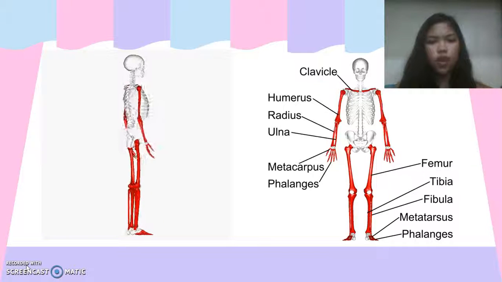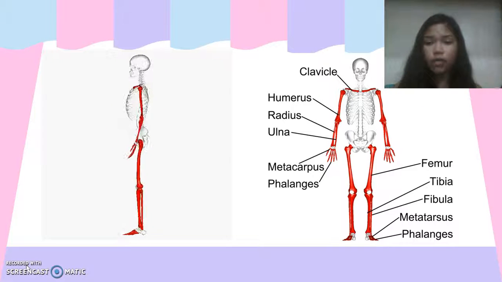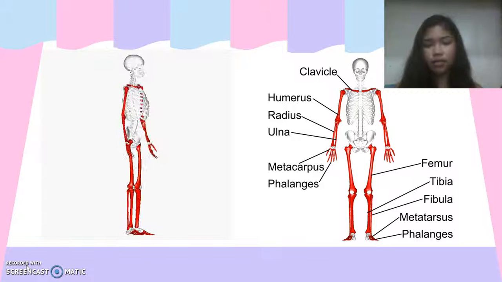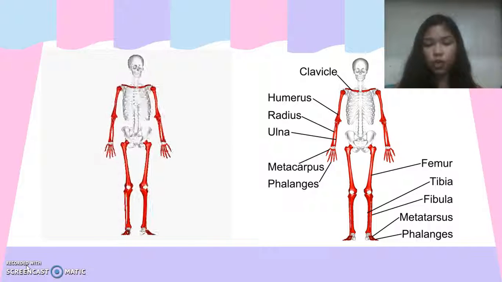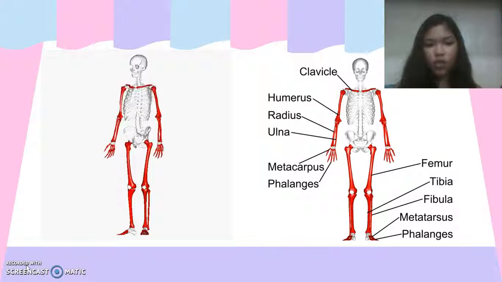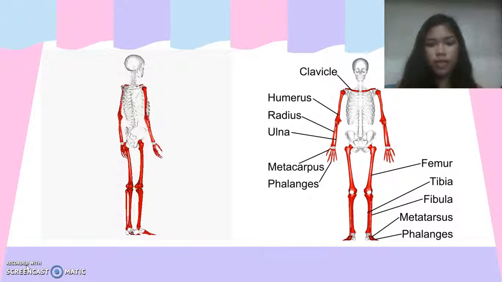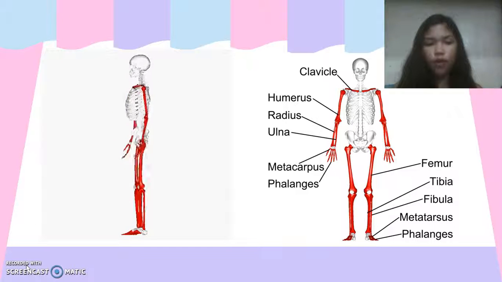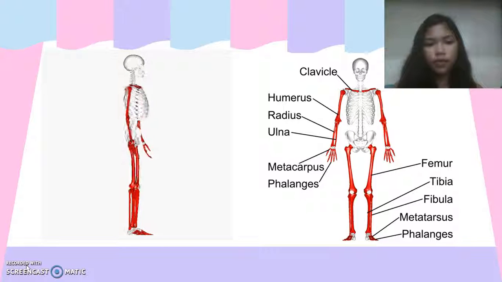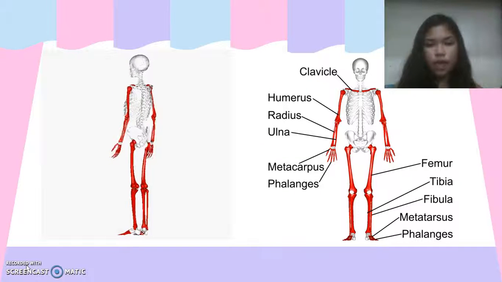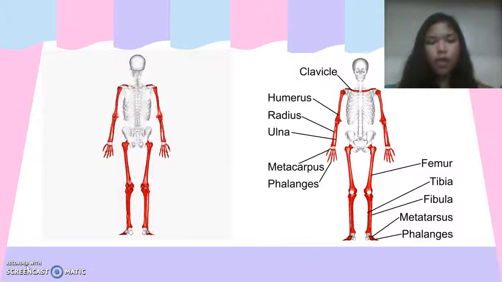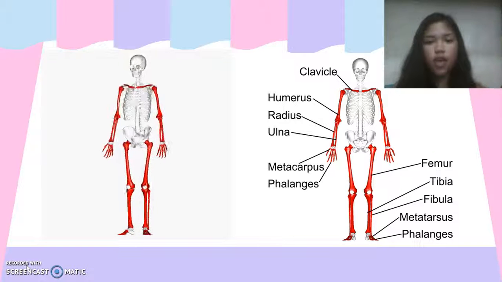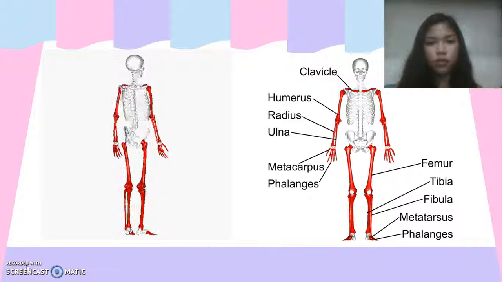The long bones are the femur, the tibia, and the fibula of the legs, the humerus, radius, and ulna of the arms, the metacarpals and metatarsals of the hands and feet, the phalanges of the fingers and toes, and the clavicles or collar bone. Those are the examples of long bones.